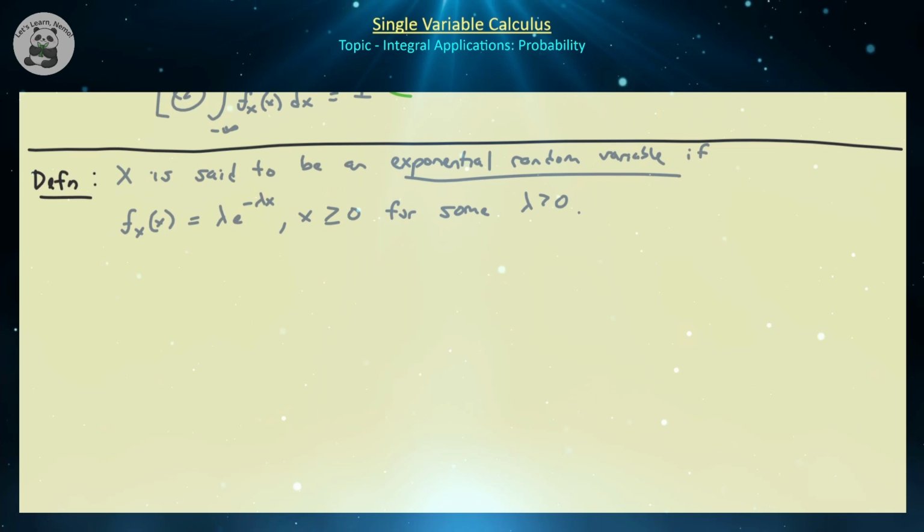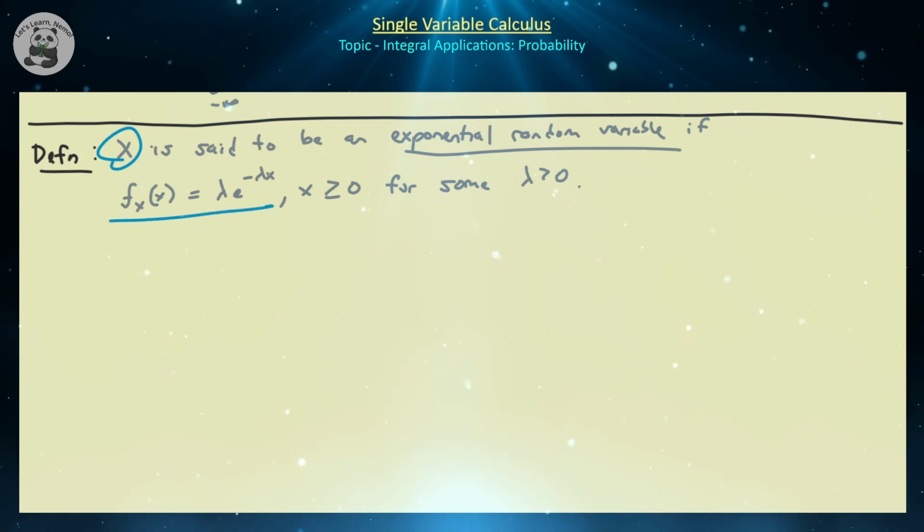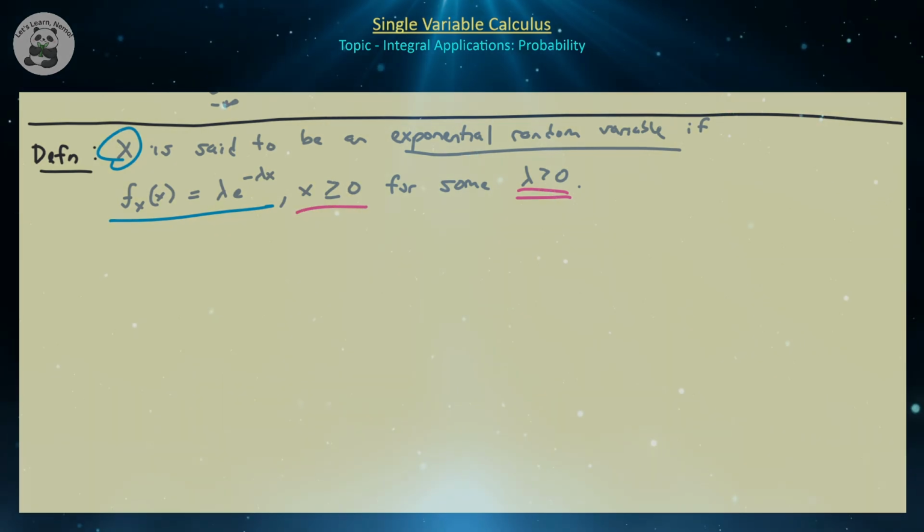Now, let's introduce a particular type of continuous random variable that is sometimes referred to as an exponential random variable. So we say that a continuous random variable x is said to be exponential if it has a particular probability density function that follows an exponential decay curve, f(x) = lambda e to the minus lambda x, where lambda is just some rate parameter for our density function, and the domain of this density function is all x greater than 0.